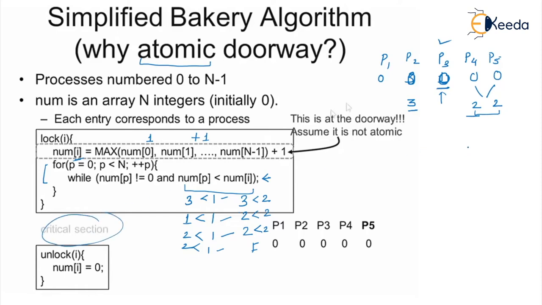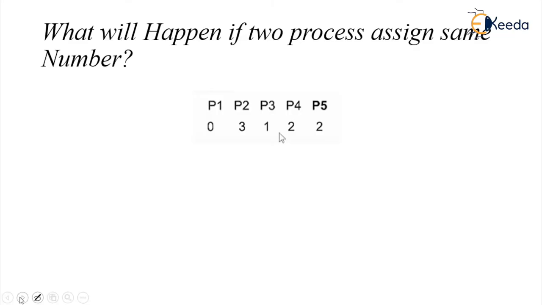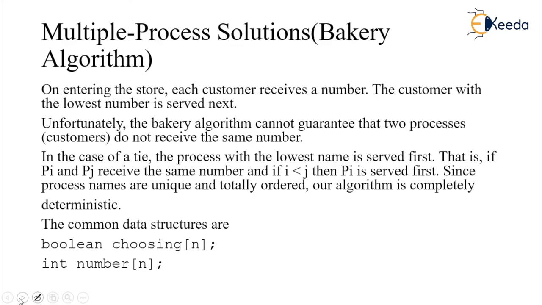And the same for P5 also: 3 less than 2 false, 0 I am not checking because 0 will be false in the statement only, 2 less than 2 false, 2 less than 2 false, and it will enter into the critical section. So two processes can enter the critical section, and mutual exclusion will not be guaranteed in this case. They have the same number, which means mutual exclusion is violated.